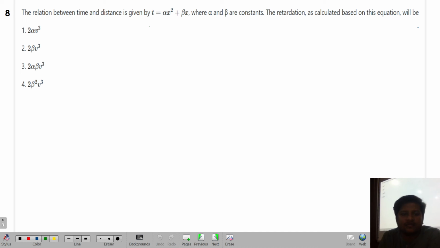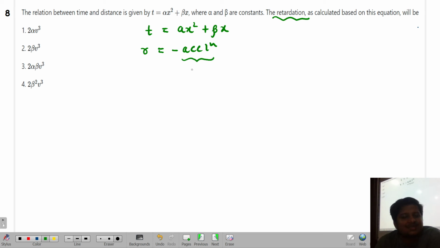Acha, what is given? Time is given. Time is equal to alpha x square plus beta x. Write the equation first. What is it asking? Retardation it is asking. As you know, retardation is the negative of acceleration. So if we can get acceleration, we can definitely get retardation.